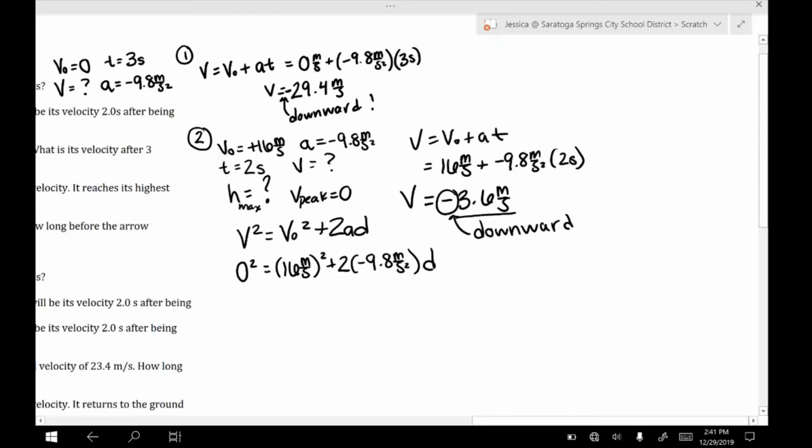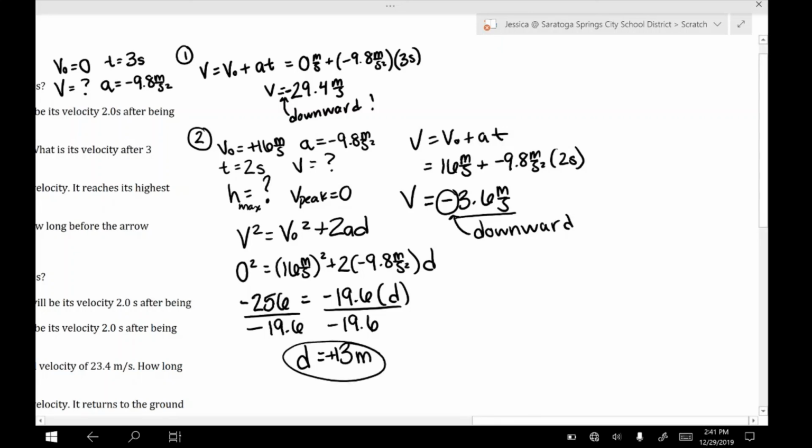So I square 16 and then subtract that from both sides. So I get negative 256 is negative 19.6 times d. Divide both sides by that negative 19.6. And I get a maximum height of approximately 13 meters. And notice how I get a positive answer out. That's because that is 13 meters upward. And that's the basics of free fall as far as we're concerned.